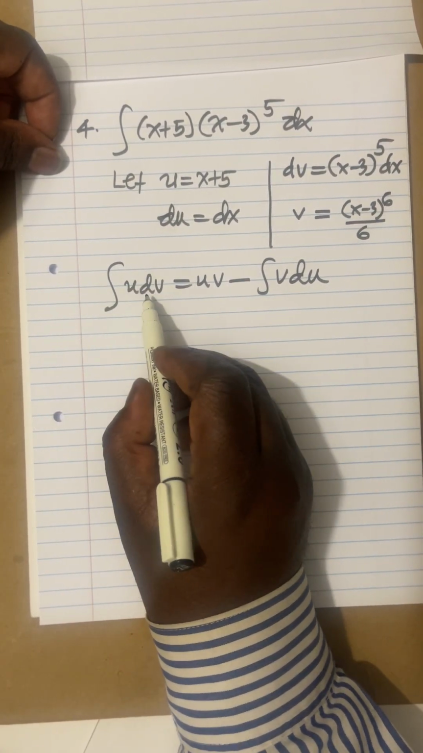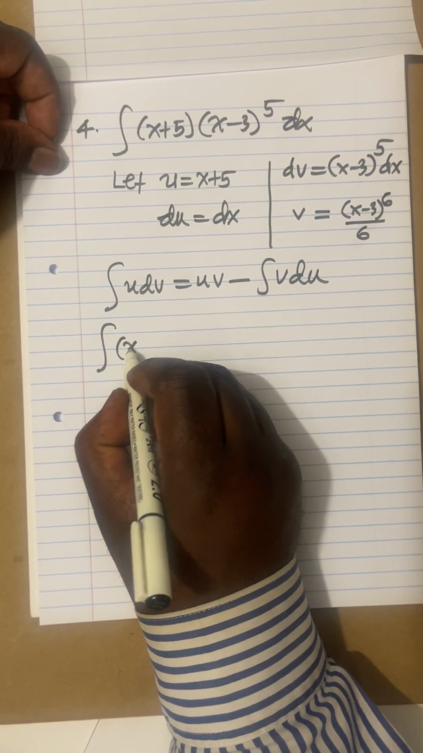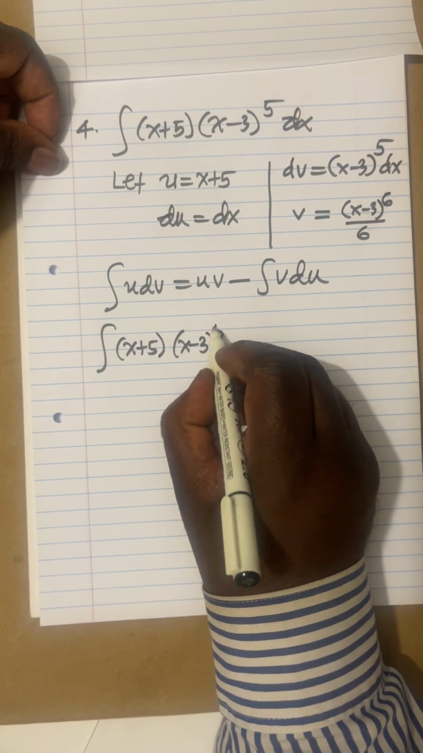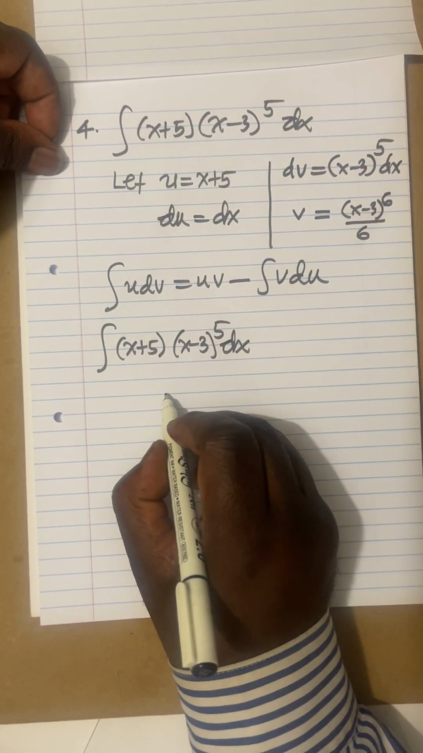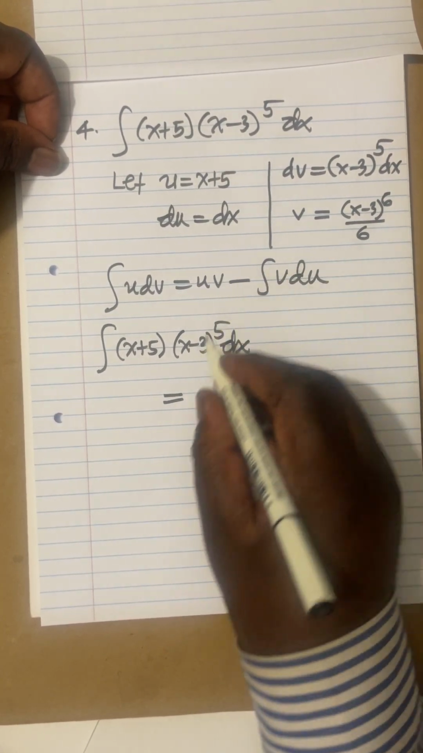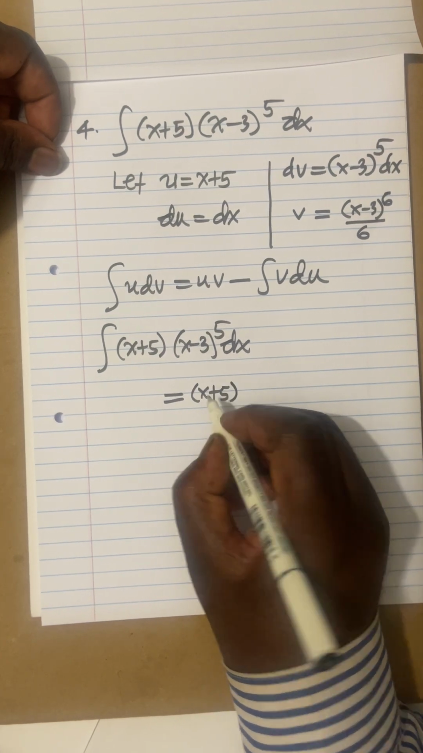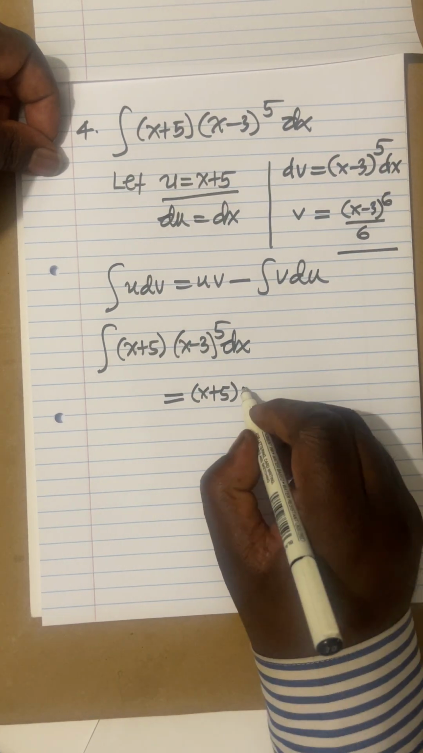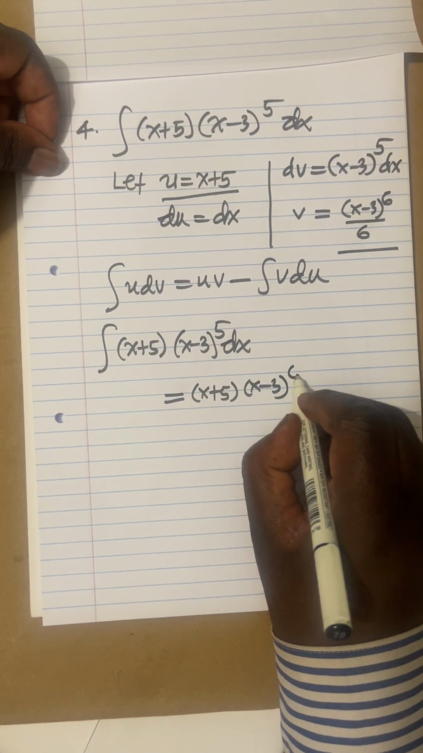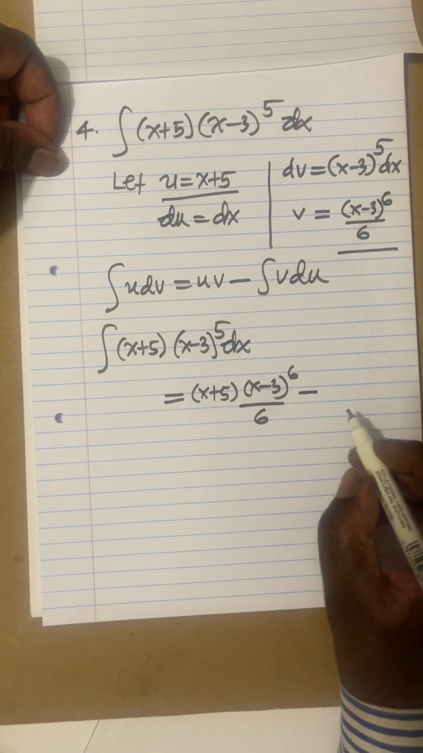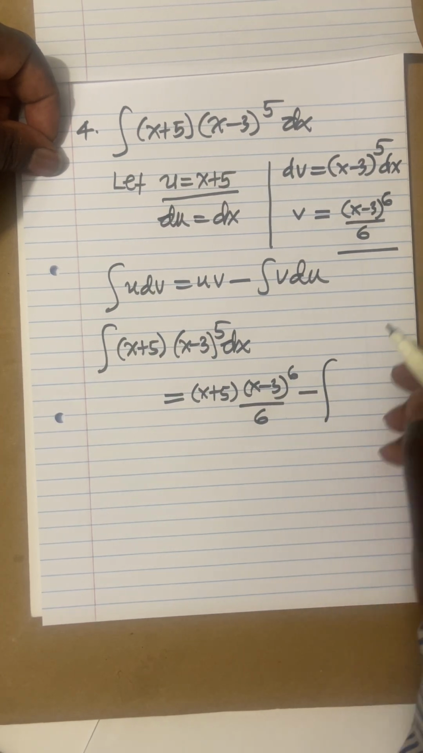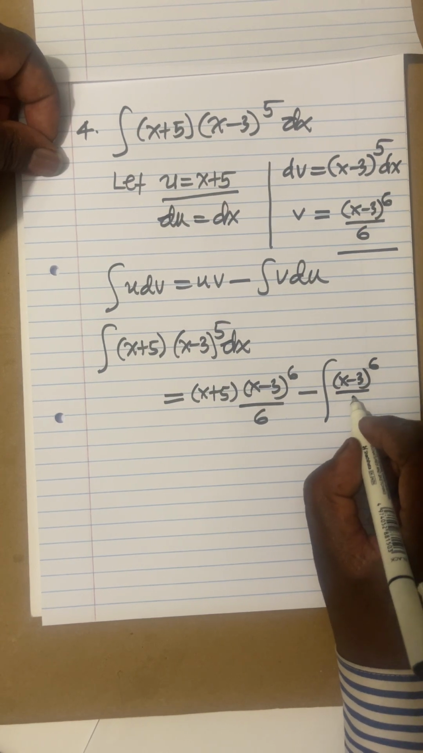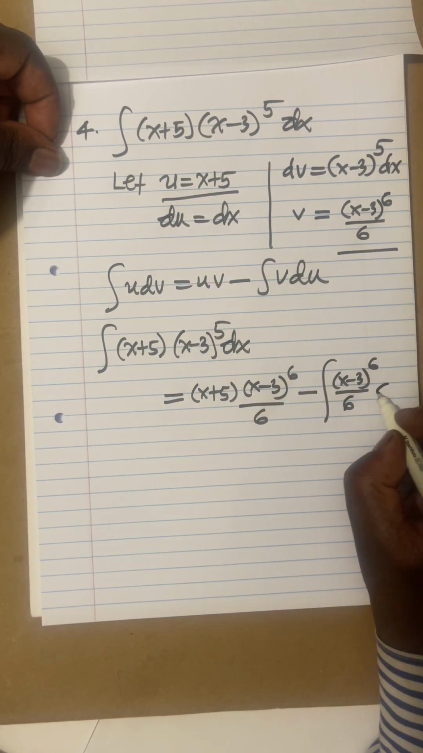Now what is this? Well, it's this one here, x plus 5, that's u. What is dv? It's (x minus 3) to the power 5 dx. That's dv. This must be equal to, what is u? Where u is x plus 5. There it is, that's u. And v, what is v? It's (x minus 3) to the power 6 all over 6, minus the integral of v du, where v is this expression here, which is (x minus 3) to the power 6 over 6. That's v, and du equals dx.